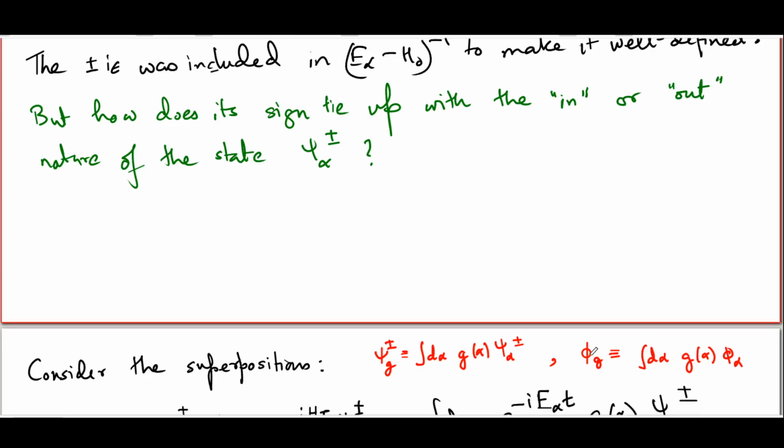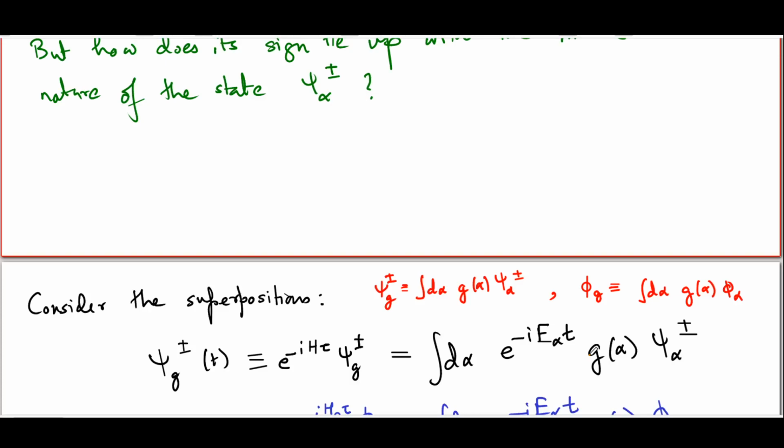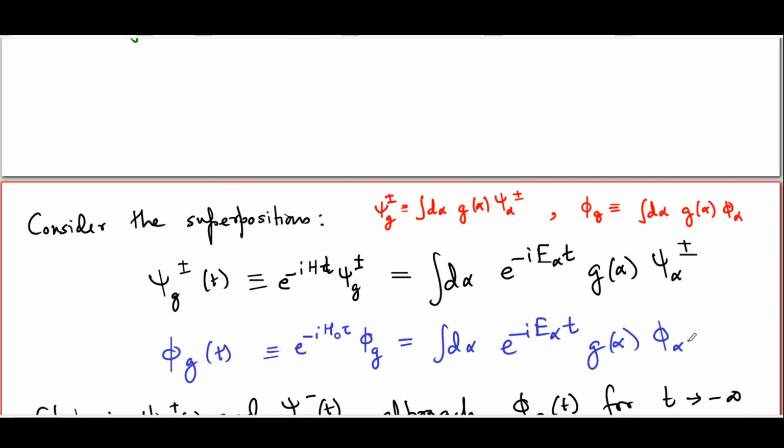And what we are claiming here is psi g plus minus of t, which is e to the minus i H t, and not tau, acting on psi g plus minus, which of course is nothing but this integral. Remember, H when it acts on psi g plus minus just gives you E alpha as a factor. So this is exactly what you get. And phi g of t, which is e to the minus i H0 t acting on phi g, is a similar superposition. Before we go any further, let me hasten to clarify what this notation means.